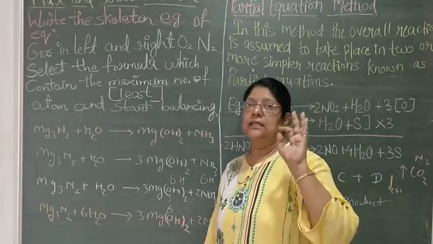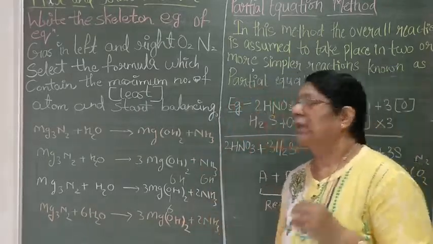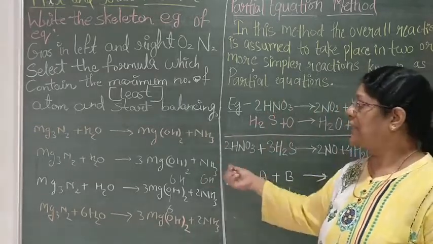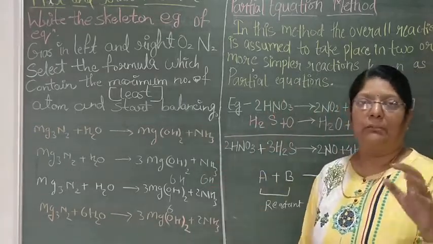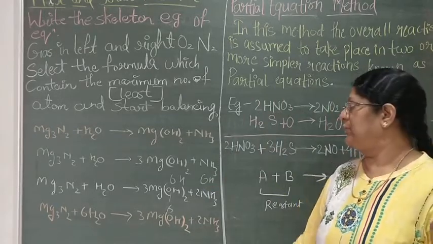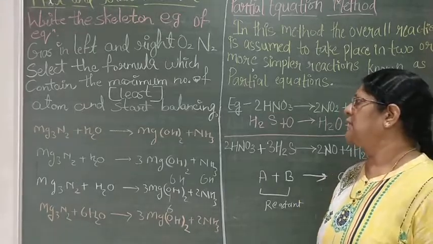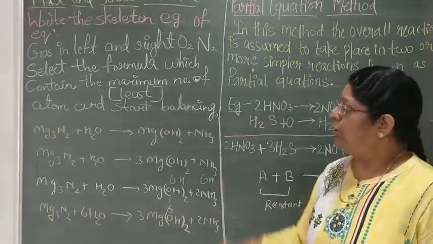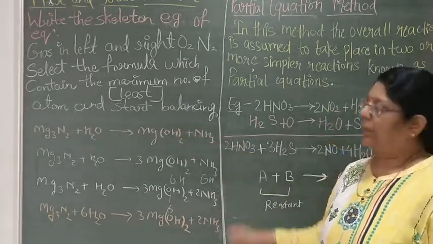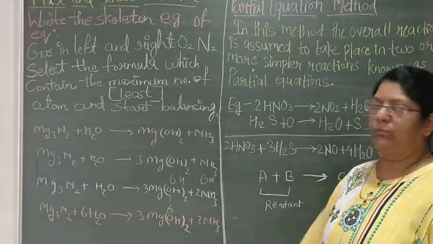What I said is that we are doing the hit and trial method. In the hit and trial method, according to our convenience, we try to balance the reaction by multiplying with simple integers. Simple integers we will use, and sometimes we can use decimals also, but almost always we take simple integers. So what I am saying: Mg3N2 reacts with water forming magnesium hydroxide and ammonia.